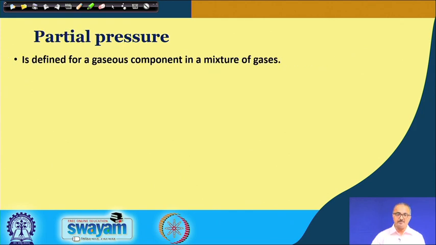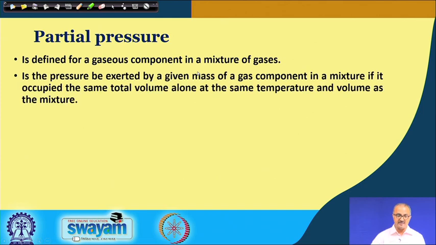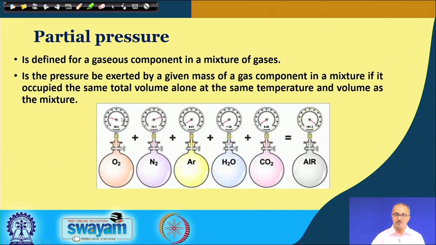And lastly, we have the partial pressure. This is defined for a gaseous component in a mixture of gases, and it is the pressure exerted by a given mass of gas component in a mixture if it occupied the same total volume alone at the same temperature as the mixture. And here I have demonstrated it, like if we have different types of gases and all of them are having the same volume, okay, and we assume that the temperatures are also the same, and you can see if we fit a pressure gauge at each vessel, each is showing a different pressure.